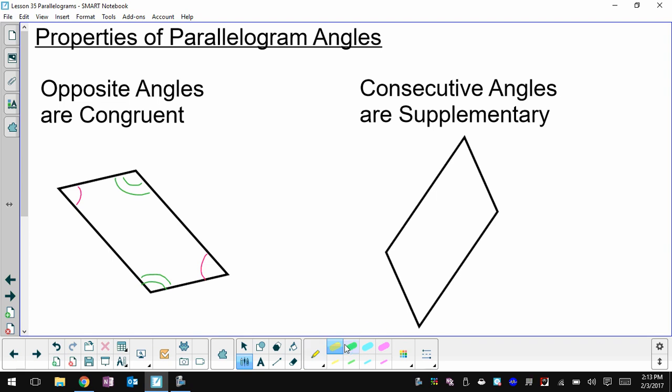We talked about consecutive angles when we did parallel lines, and since we have parallel segments in parallelograms, we create consecutive angles. So I have a pair of angles right here. Those two add to 180. These two add to 180. And then if I go this way, this angle and this angle add to 180. This angle and this angle add to 180. So lots of supplementary angles.